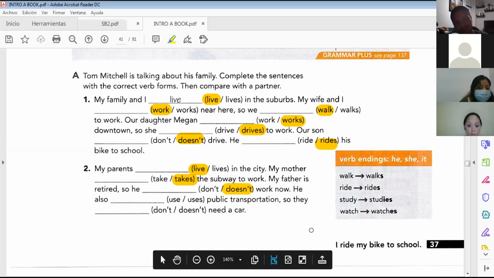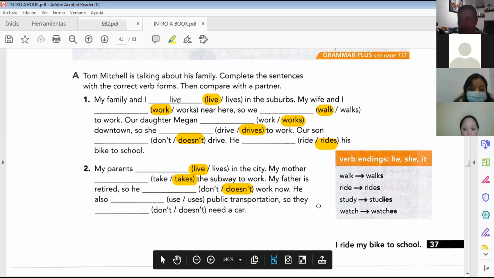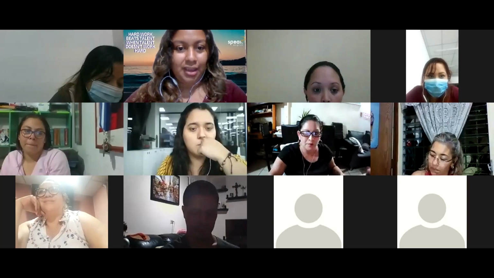Okay. Now, Sonia, he also. Use or uses? Okay, so my father is he, right? Singular, third person. So I have to say, he also, what's the answer, people? Uses, right. Public transportation. And the last one. Claudia, one more time. So they don't need a car, right? Are we okay so far? Yes? Do you have any questions? No questions? Okay, let's move on to the next activity.